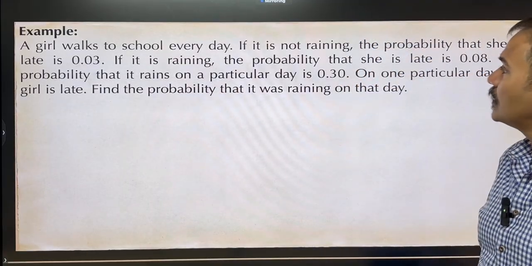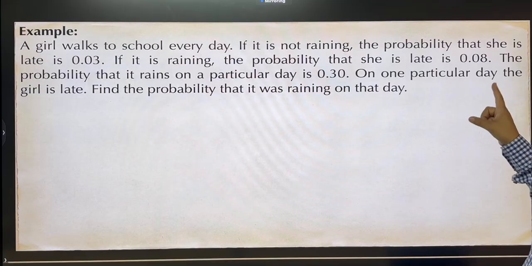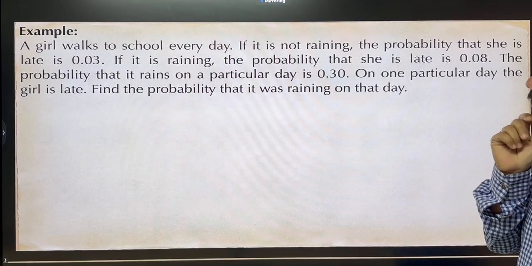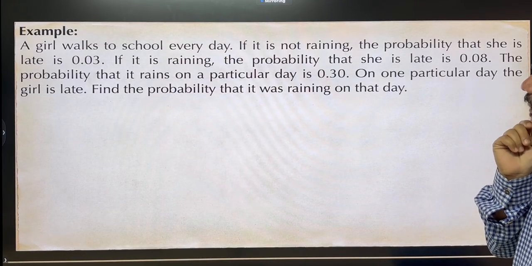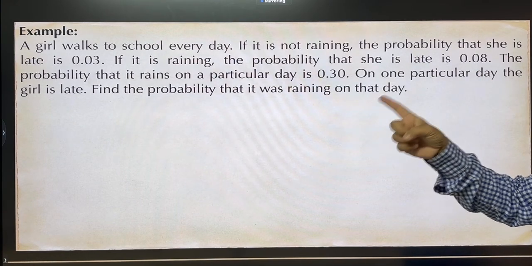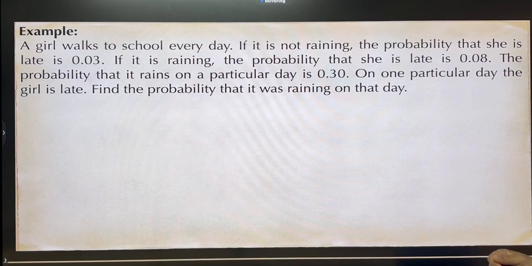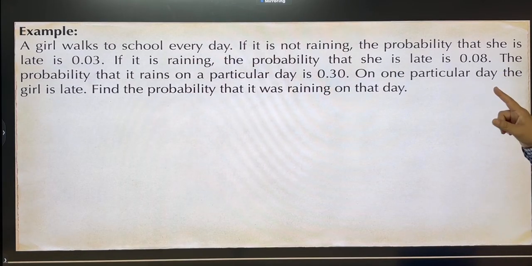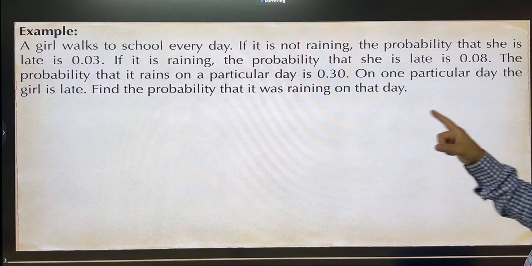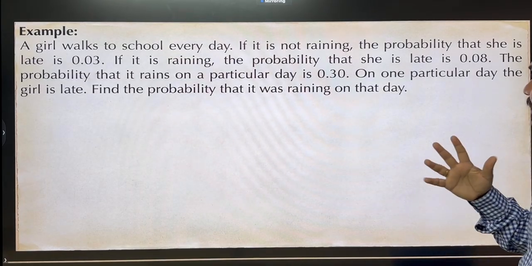So have a look at another example. A girl walks to school every day. If it is not raining, the probability that she is late is 0.03. If it is raining, the probability that she is late is 0.08. The probability that it rains on a particular day is 0.30. On one particular day, the girl is late. Find the probability that it was raining on that day.